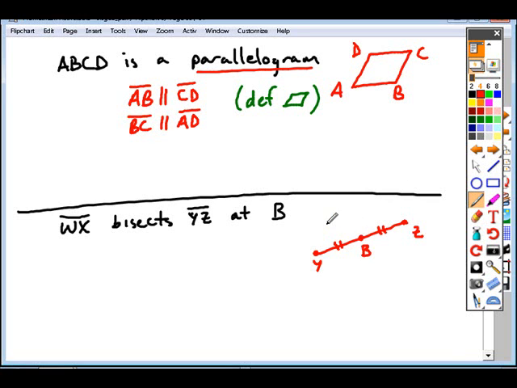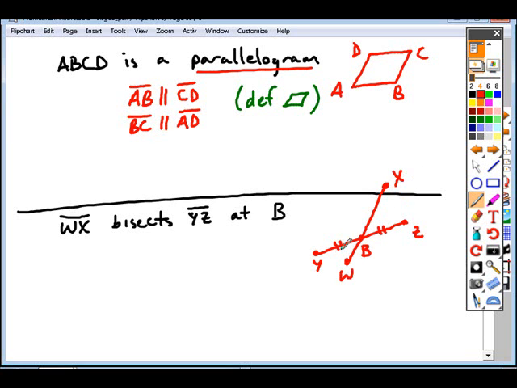And is B going to be the midpoint of WX necessarily? Again, not necessarily. So I would suggest that you draw it so that you don't get confused or mistaken on that. So W and X. So here would be an illustration of this relationship. Again, don't read anything into it that's not given. And then your final step is to identify the relationship.